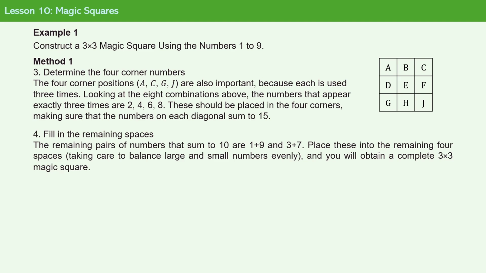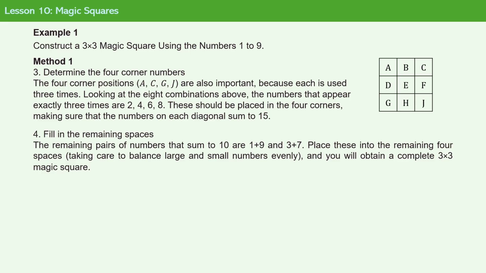The four corner positions, A, C, G, J are also important, because each is used 3 times. Looking at the 8 combinations above, the numbers that appear exactly 3 times are 2, 4, 6, 8. These should be placed in the four corners, making sure that the numbers on each diagonal sum to 15. Finally, fill in the remaining spaces.